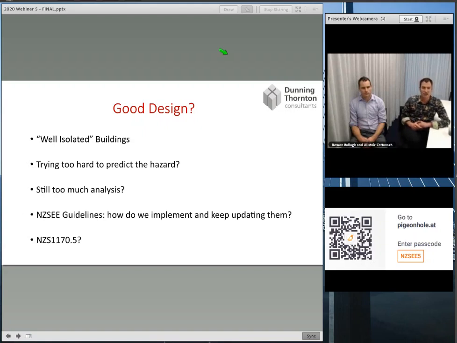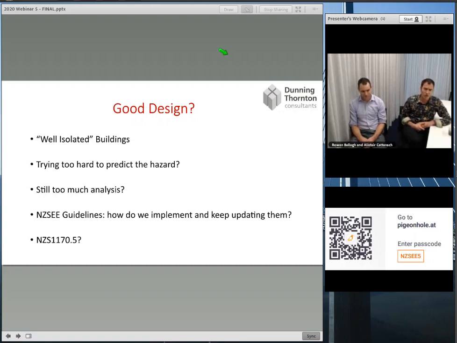A question before: are we spending too much time and money and analysis time trying to predict the hazard? If we'd spent some of that time and money on extra non-structural details and improving the low damage detailing in the building, would that actually be a better building? That's a bit of an open question.